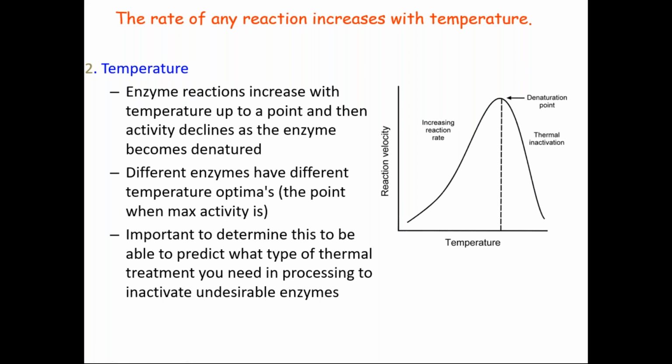Different enzymes have different optimum temperatures. Some work at 15 degrees, some work at 20, some work at 37. The optimum temperature for all enzymes in the human body is 37 degrees Celsius. So it is very important to determine the optimum temperature of an enzyme before using it in food processing, so that you do not have any undesirable effects, or it does not get inactivated. Because we have seen that proteins can be inactivated at very high temperatures.